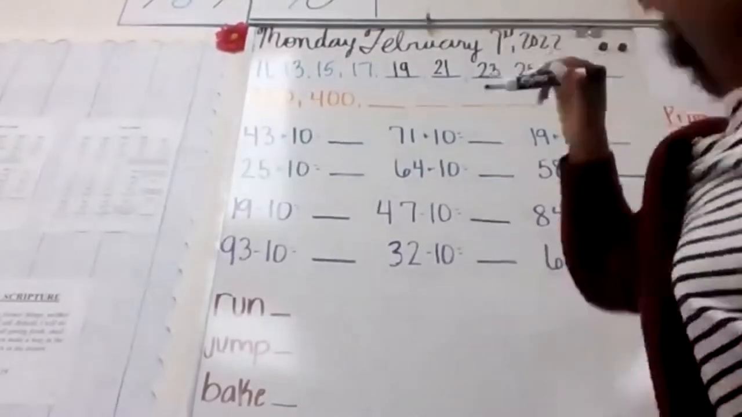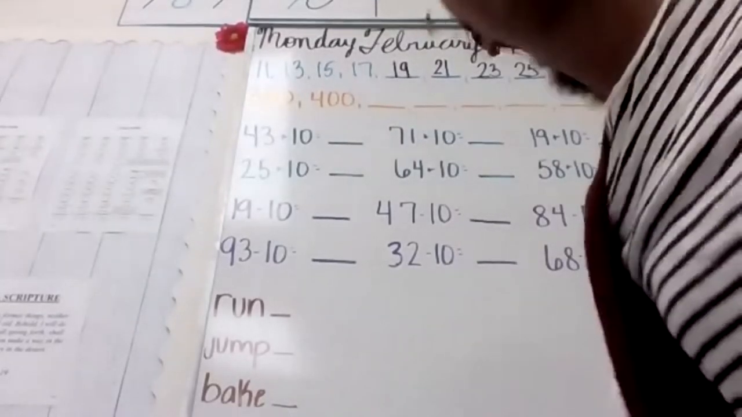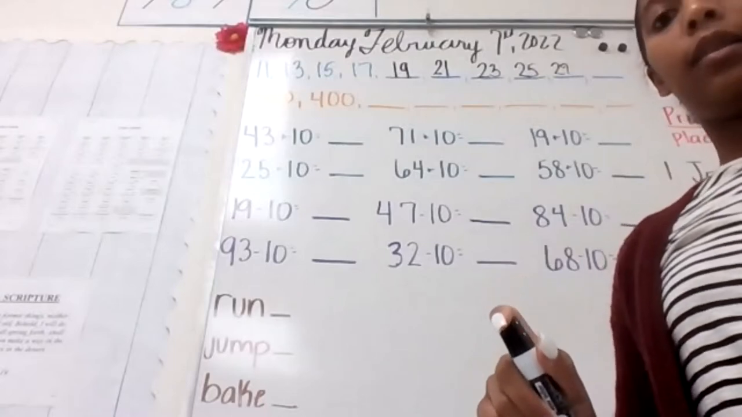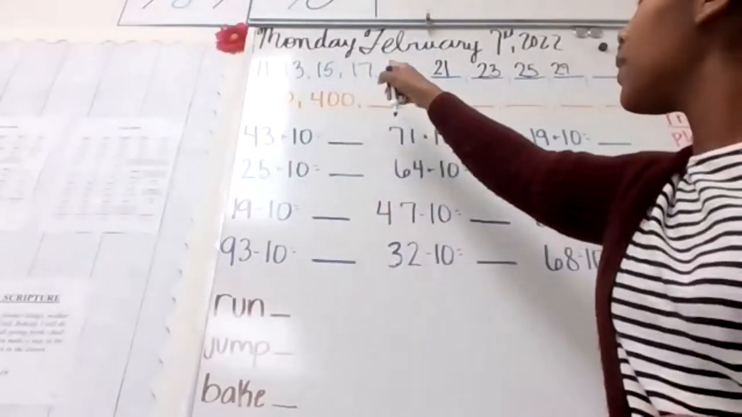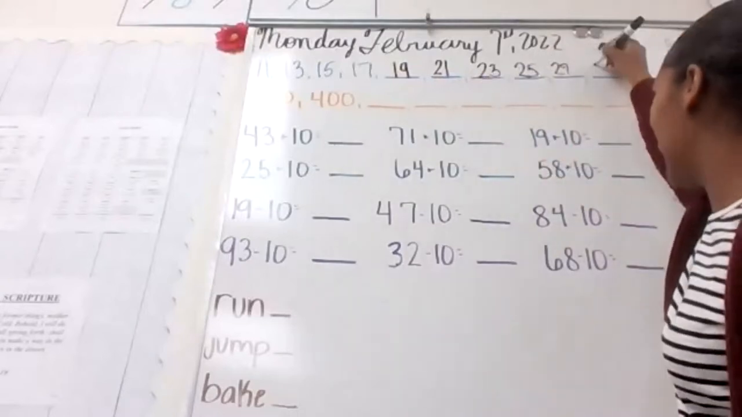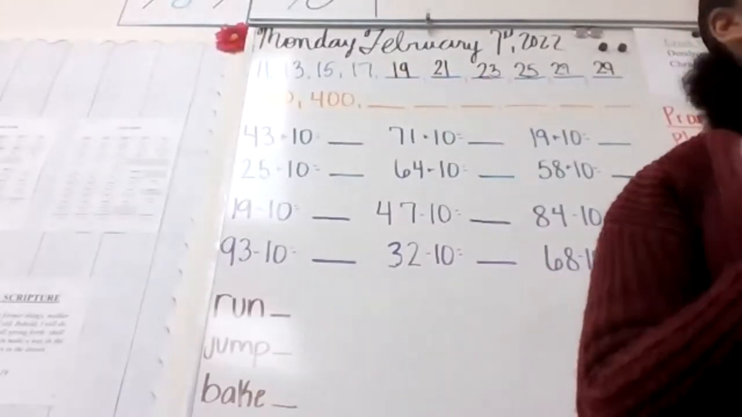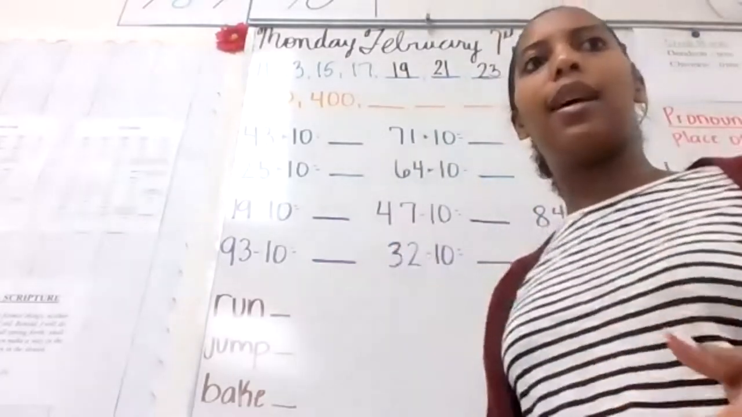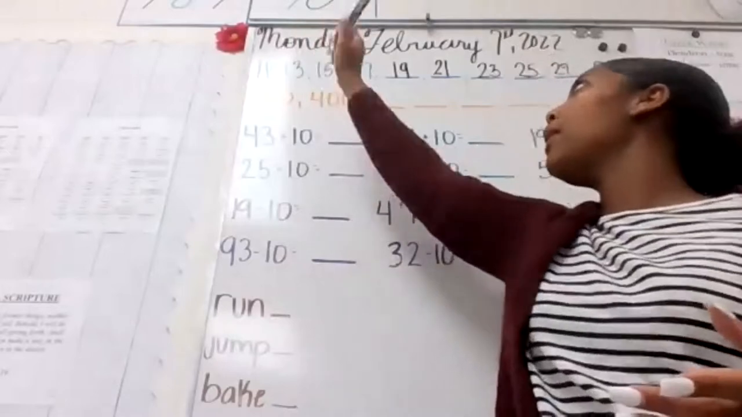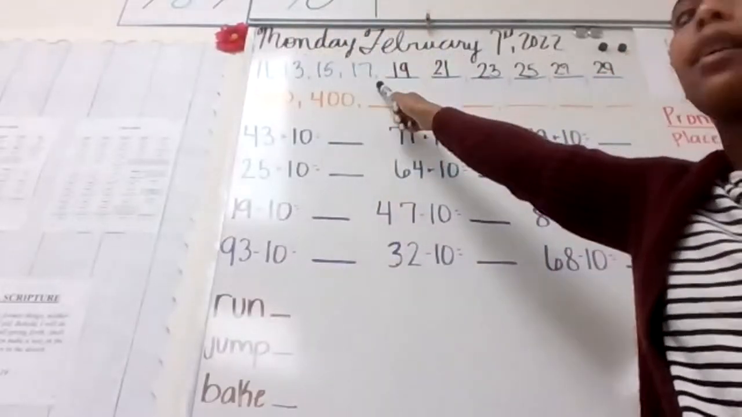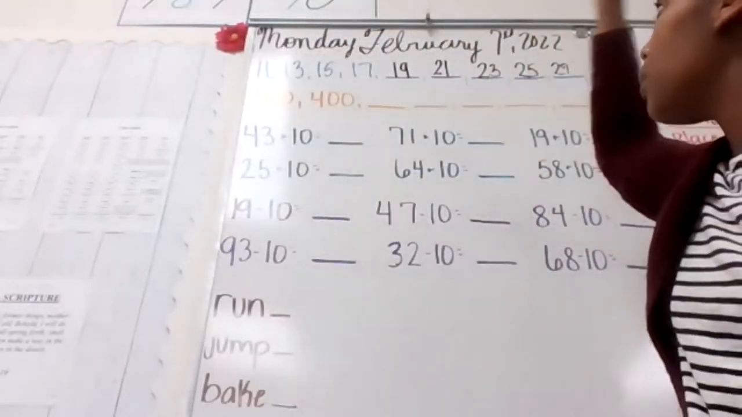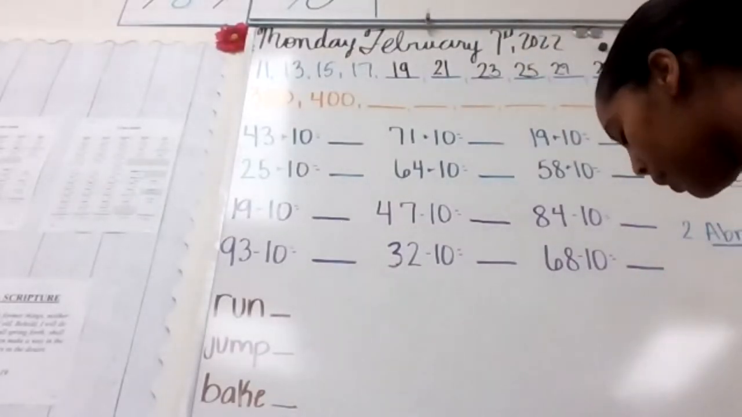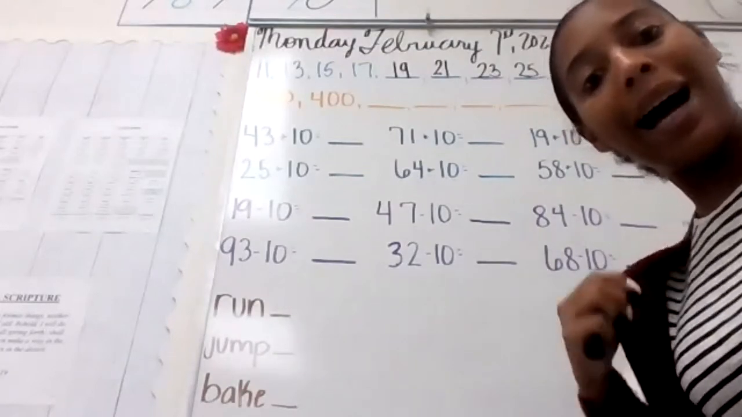21, 23, 25, 27, and the last one is... it's our last one? 30? Not 30. Look at the pattern. 29. All right, so let's start with 1 and let's count all the way to 29. 1, 3, 5, 7, 9, 11, 13, 15, 17, 19, 21, 23, 25, 27, 29. So that's counting by twos with your odd numbers.